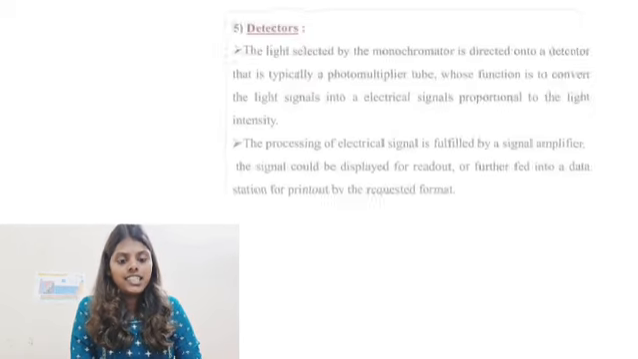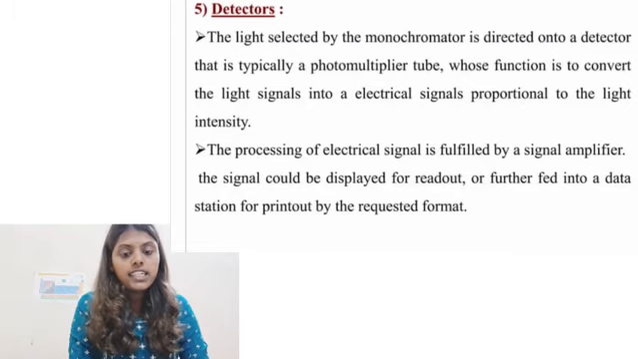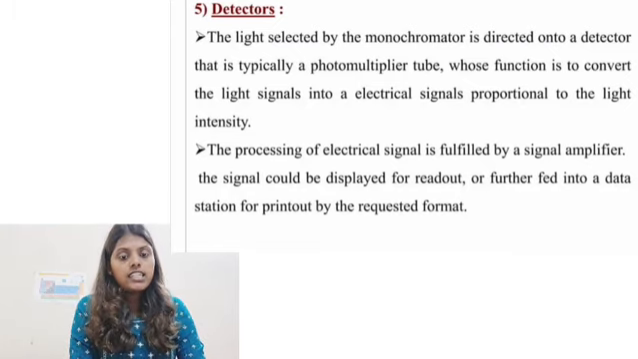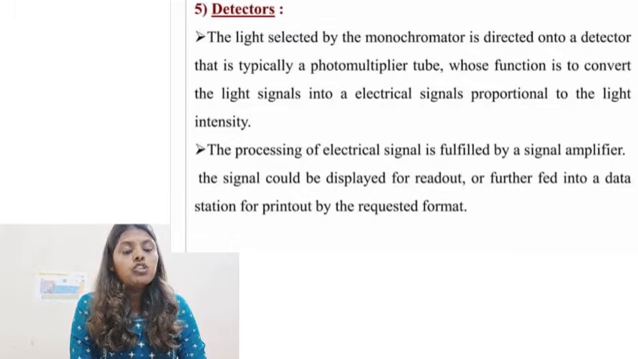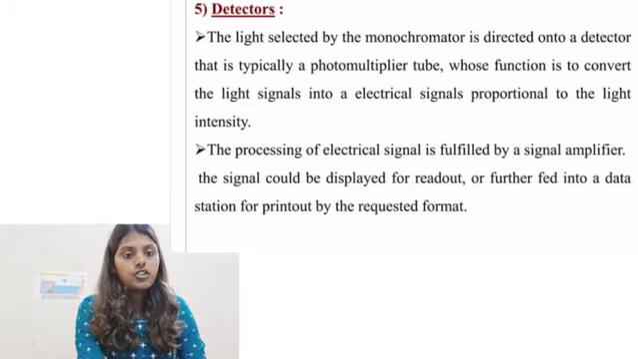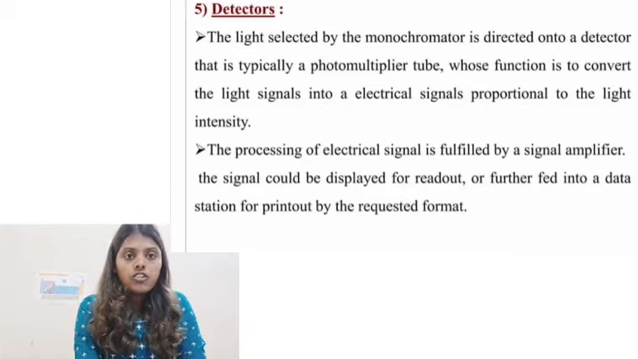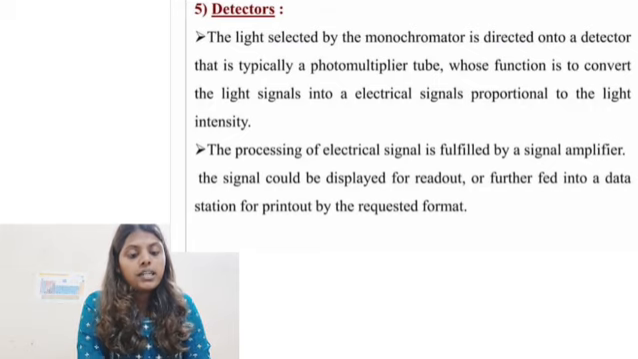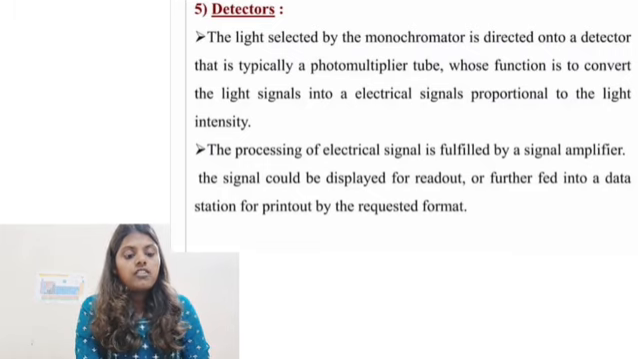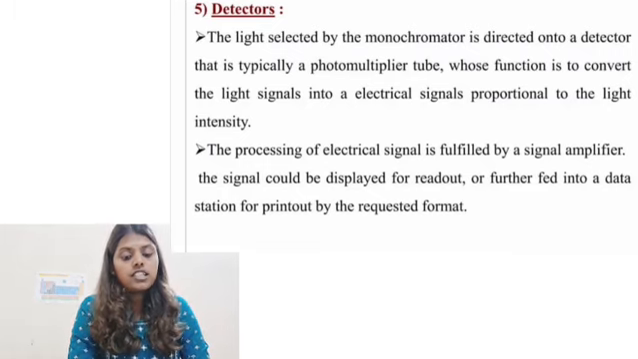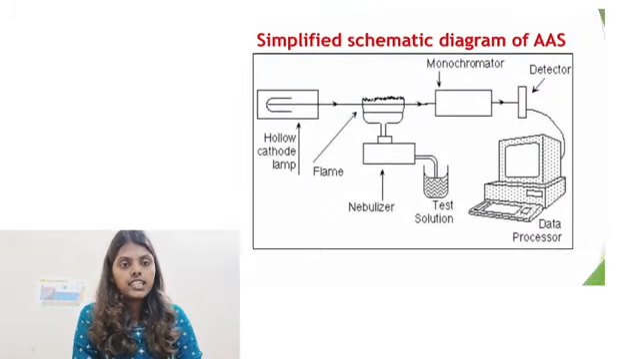The fourth component is the detector. The light selected by the monochromator is directed onto a detector that is typically a photomultiplier, whose function is to convert the light signals into an electrical signal proportional to the light intensity. The processing of electrical signals is fulfilled by the signal amplifier. The signal could be displayed for readout, or further fed into a data station for printout in the requested format. That is the computer. Here we are getting the complete information of an element in a sample.